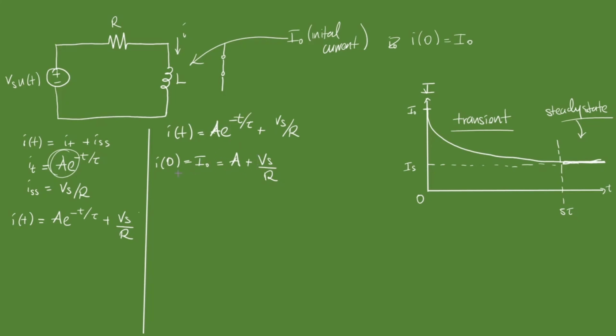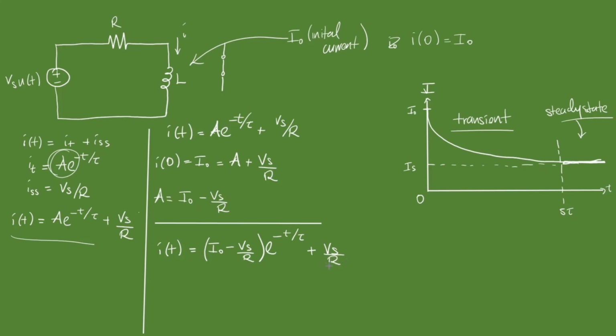So simplifying this and making A the subject of the formula, we're going to end up with A equal to I naught minus Vs over R. So what we have to do now is substitute this into what we had originally. So we're going to have I of t, our current as a function of time, equal to I naught minus Vs over R times e to the minus t over time constant plus Vs over R.